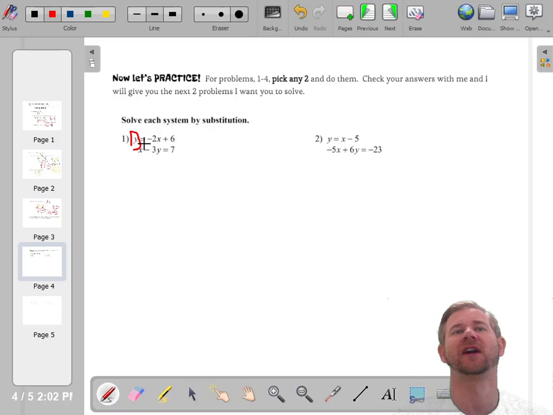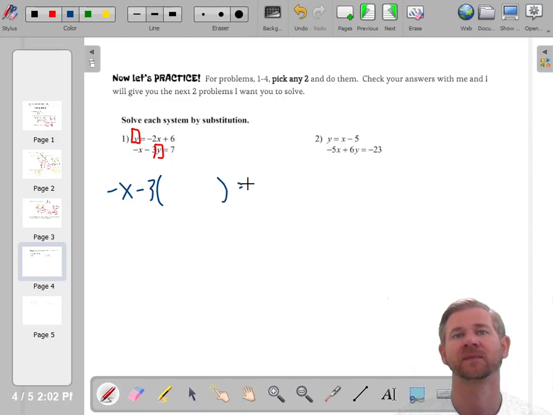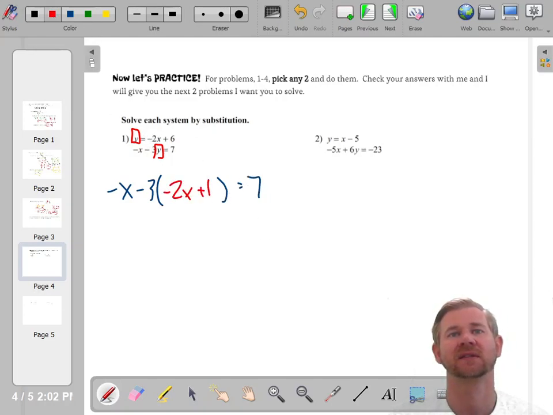First, I have a variable isolated. That's a good sign. I'm going to do a substitution. In the other equation, I'm not going to write y. I'm going to write what y equals. So let's say -x minus 3. Don't write y. Instead of y, you're going to put what y equals, -2x plus 6. Now notice, I only have x's. That's good. So we're going to have to distribute -3. -3 times -2x is +6x, and -3 times 6 is -18.